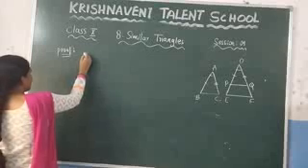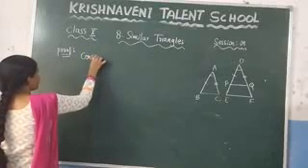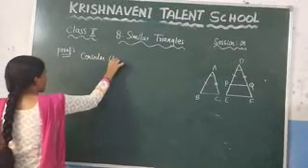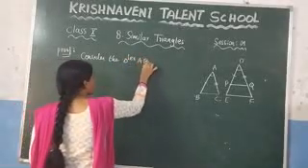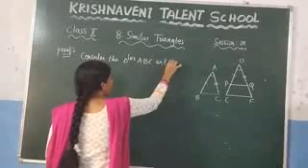So here, write it here, consider the triangles ABC and DPQ.